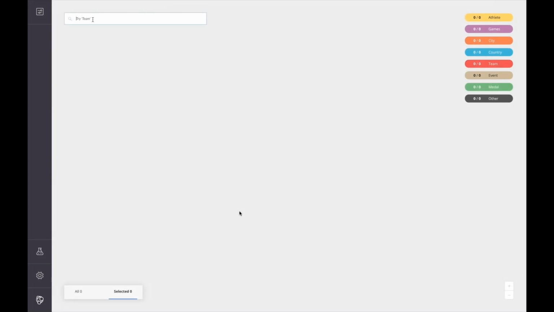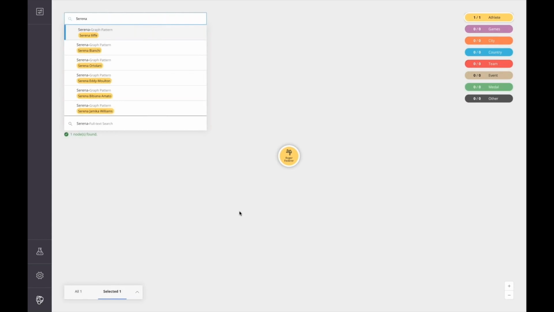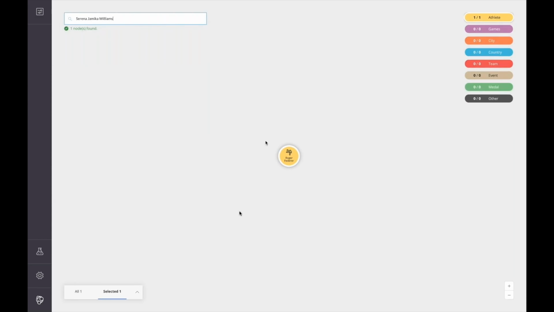So that's something that you just have to be careful about, and I'll explain how to get around that as well. So here in this particular example, let's play this one. Roger Federer is obviously one of the athletes. I found him. Here's a node. And then we can find Serena Williams similarly. There's several people with the first name of Serena. We found the right one.